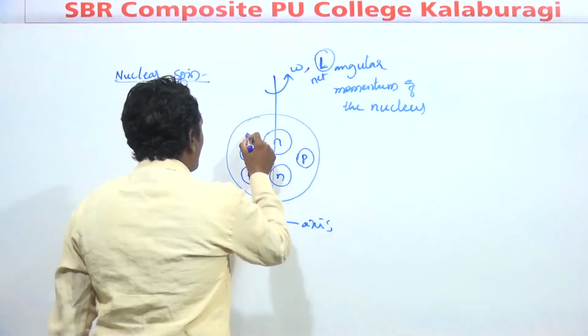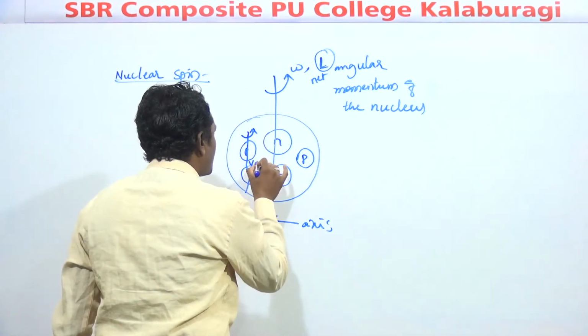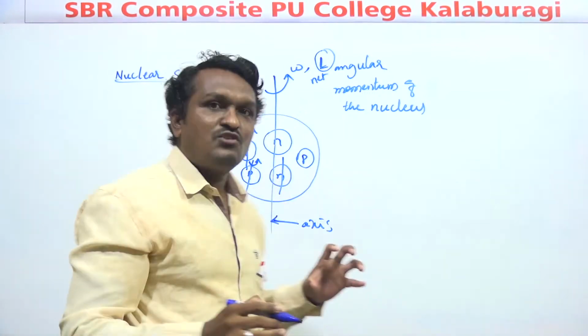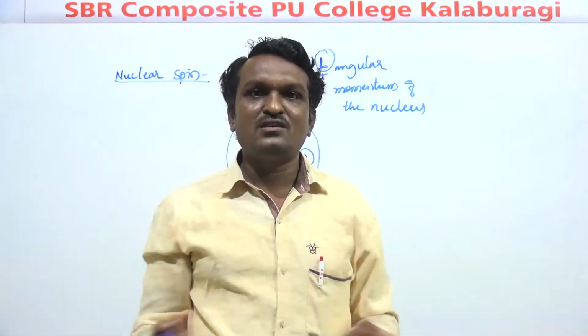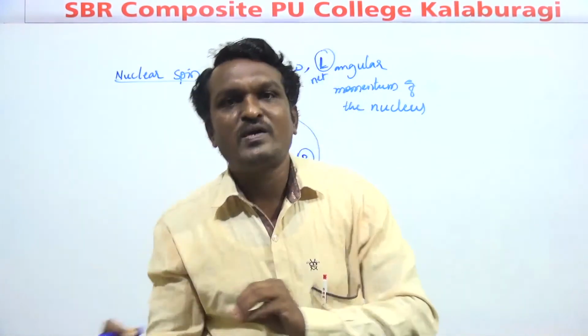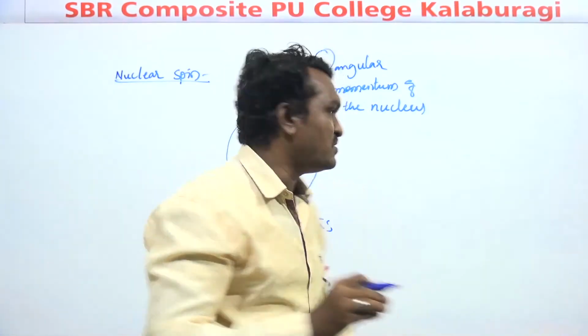The protons inside the nucleus are also spinning. This proton is also spinning. This neutron is also spinning. Among these nucleons, a few nucleons will have a clockwise spin and a few nucleons will have an anti-clockwise spin.